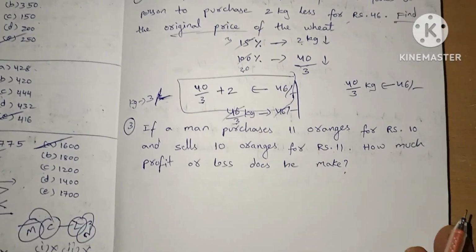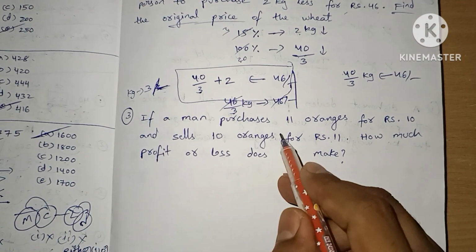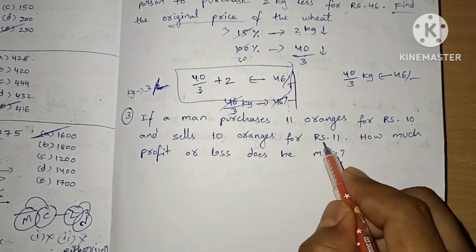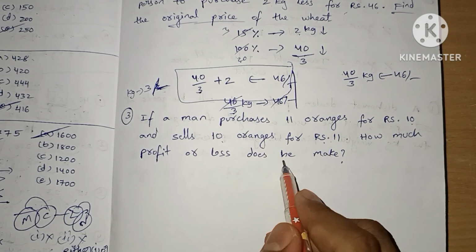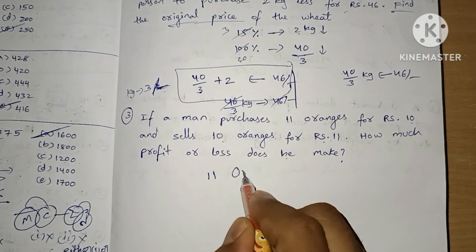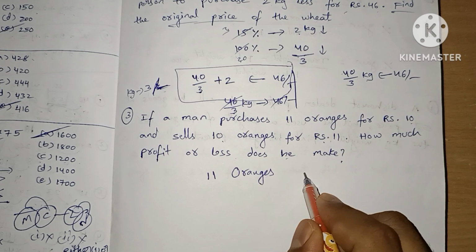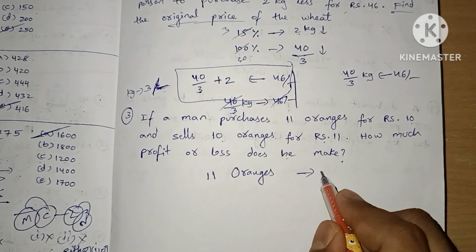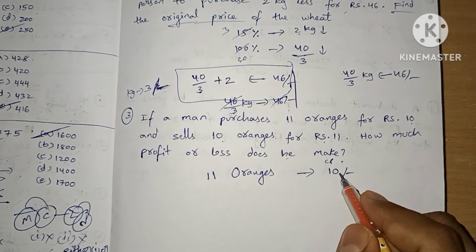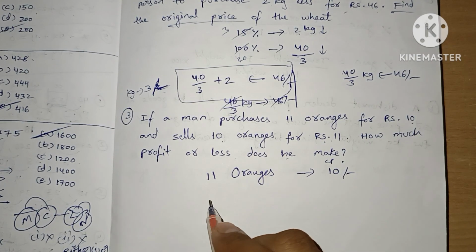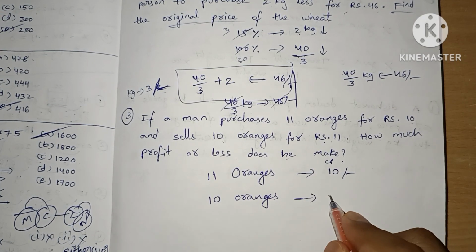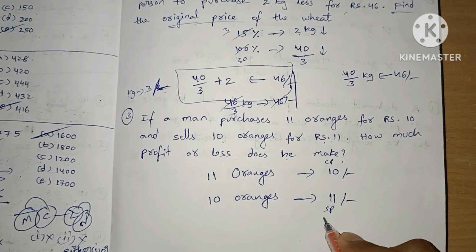Next, third question. If a man purchases 11 oranges for rupees 10 and sells 10 oranges for rupees 11, how much profit or loss does he make? So the question is about 11 oranges purchased at 10 rupees, which means this is the cost price. Next, he sells 10 oranges at rupees 11. This is the selling price.